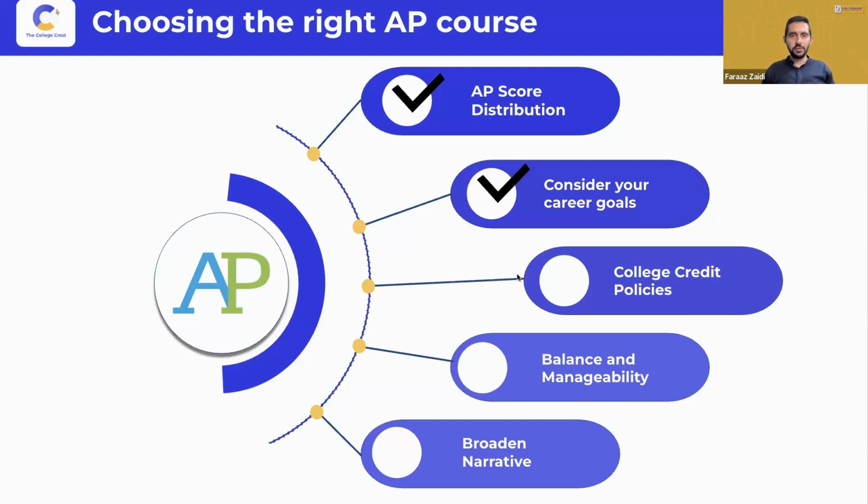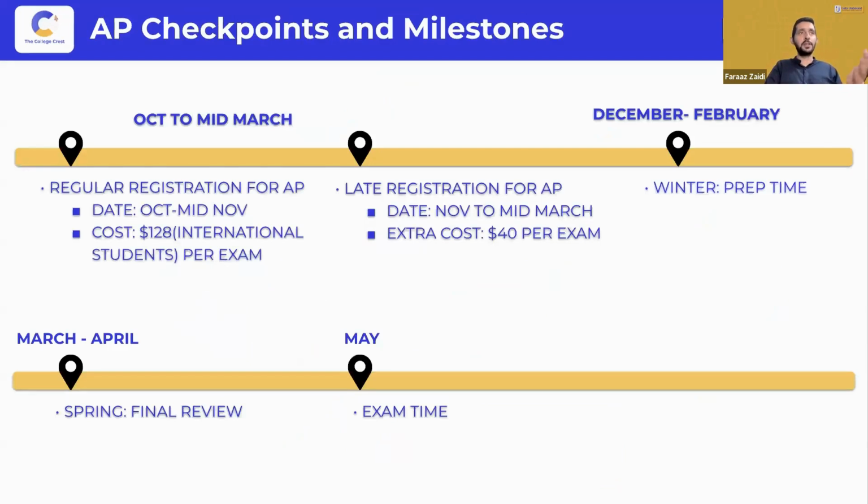So for example, you're a student who's interested in computer science, maths, and economics, but could also be taking a psychology AP. You could be taking a history AP. You could be taking an AP within languages as well. So it really does give you a broadened profile, a broadened narrative, which a lot of universities are definitely interested in. Now, beyond how you choose an AP, going through all of these 5 points, we're now moving on to the next topic: what are the important AP checkpoints and milestones that you should be looking at.